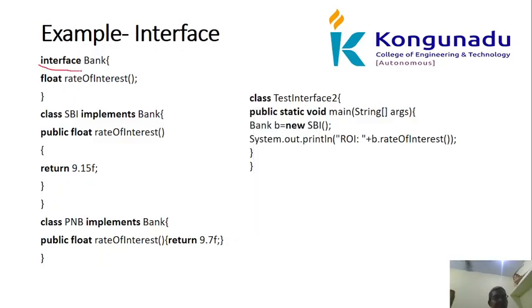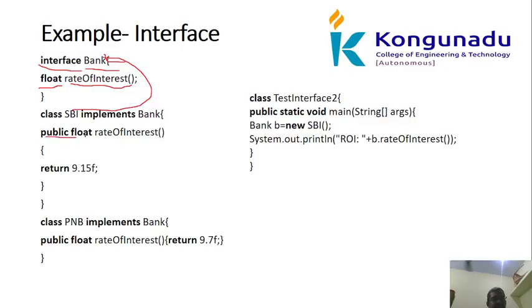So this is the interface name. The interface name is Bank. Within this, I'm going to create one method with the data type float, and the method is rateOfInterest. So float rateOfInterest. Next, I'm going to implement the class: class SBI implements Bank. So I'm going to implement SBI from the bank.